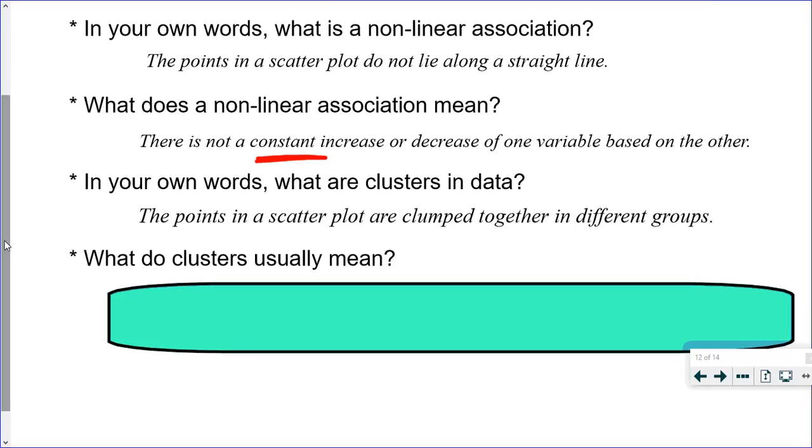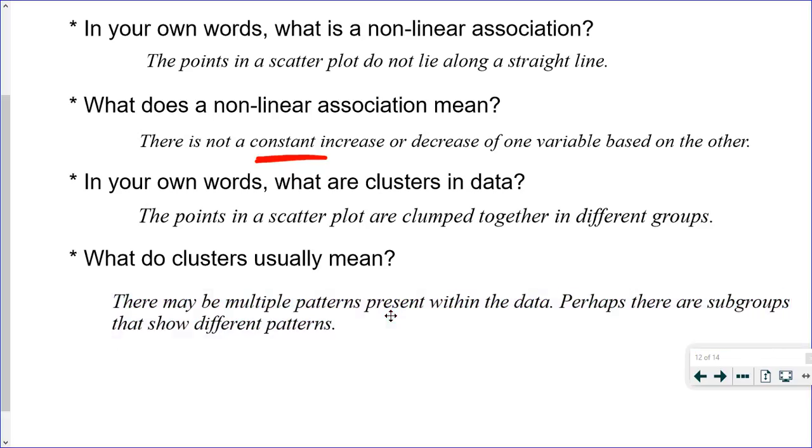And then finally, for the last question, what do clusters usually mean? They mean that there may be multiple patterns present within the data. Perhaps there are subgroups that show different patterns. So again, if you need to add to your notes at this time in these responses, please do so. And when you are done, we can go on and take a look at the lesson summary.